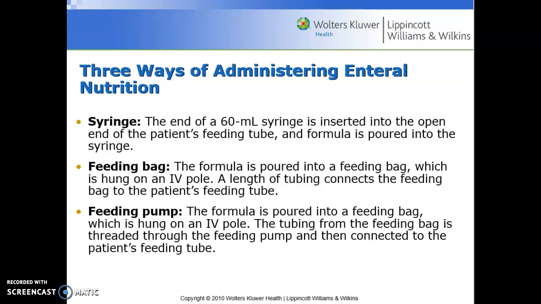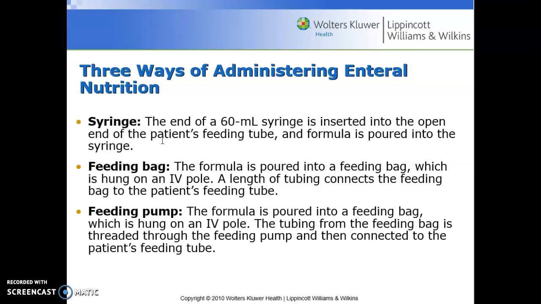There are 3 different ways of administering enteral nutrition. Now, when we say administering this, there's 3 different ways that we can administer it, whether it be going in through a PEG tube or whether it be going in through a nasogastric tube, okay? So these apply to both types of tubes. The syringe: you take the end of a 60 ml syringe and insert it into the opening of the patient's feeding tube, and then you pour the formula into the syringe and let gravity take it into the stomach.